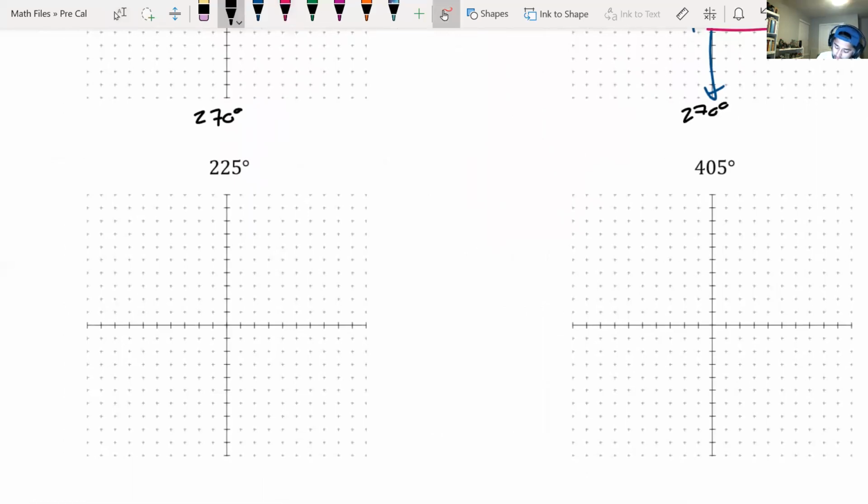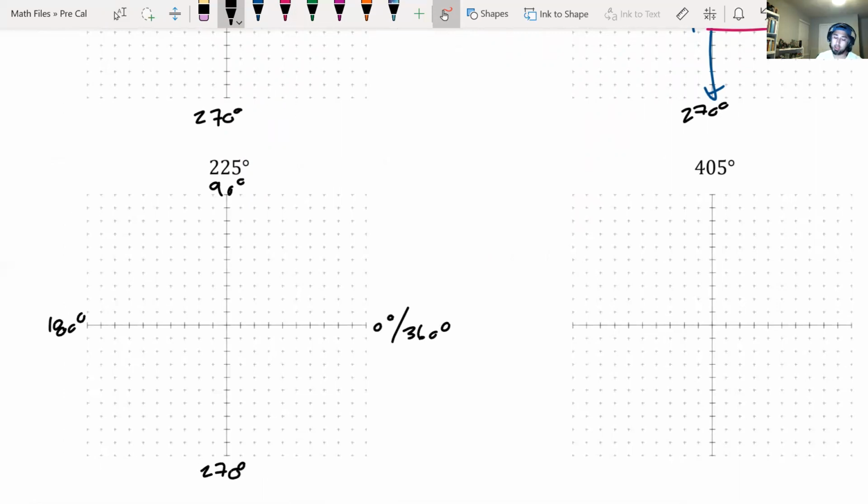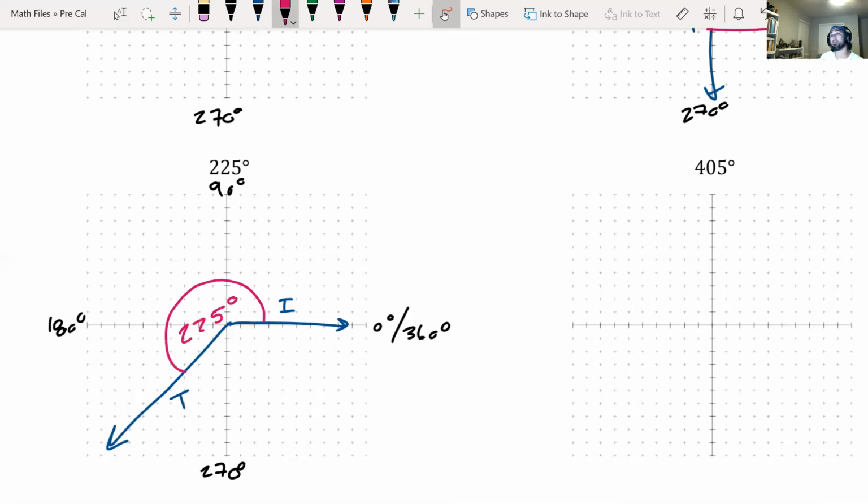225 degrees. So again, I'll just label it again. 360, 90, 180, and 270. And what quadrant is 225 degrees in? 3. Well, you go to 180, then add a 45, so 3. There you go. And this would be 225 degrees.